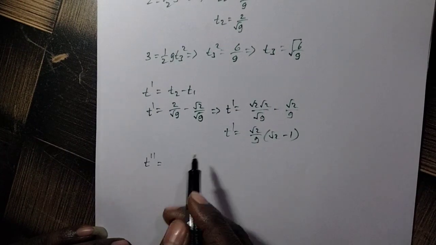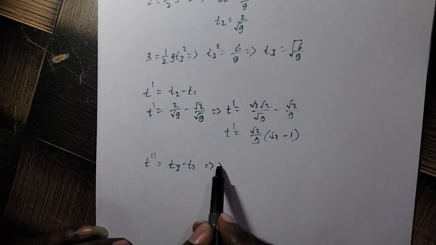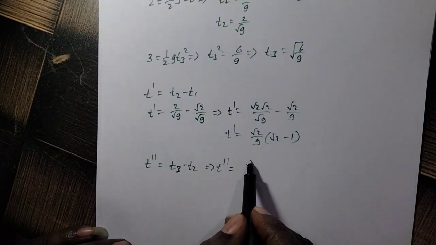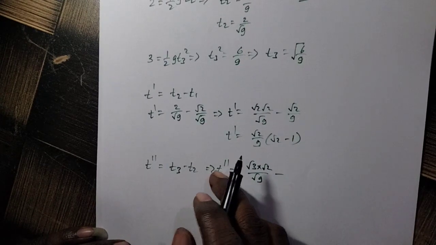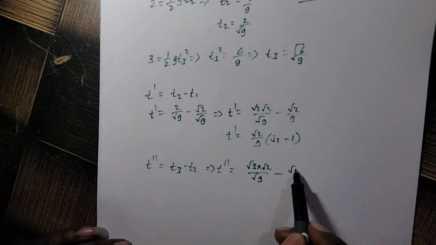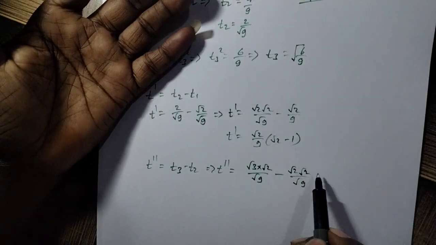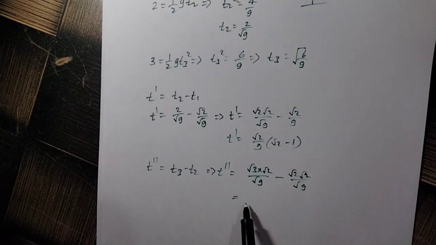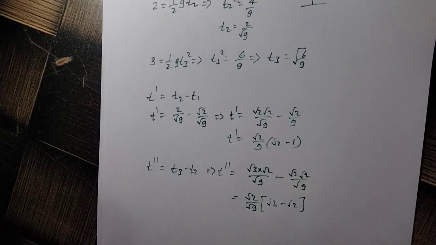Next, t double dash we have to find. t double dash equals t3 minus t2. t3 value root 6 is nothing but root 3 into root 2 by root g, minus t2 value 2, which is nothing but root 2 into root 2 by root g. So again we can take common root 2 by root g. So what are you going to get here? Root 3 minus root 2.